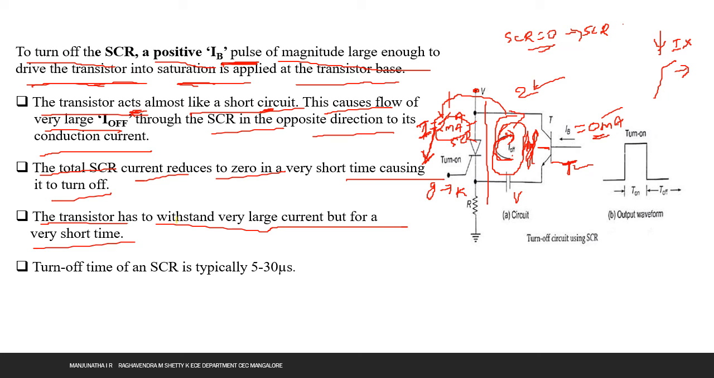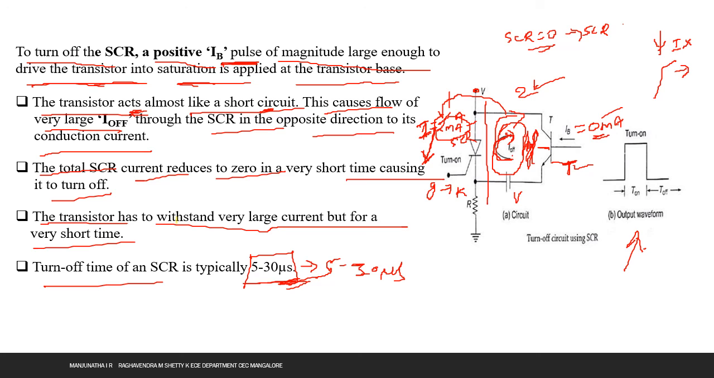Turn on and turn off happen in a very short time, and an example is given. The turn off time of an SCR is typically 5 to 30 microseconds. So within a fraction of time, the SCR is turned off. We can understand this from figure B.